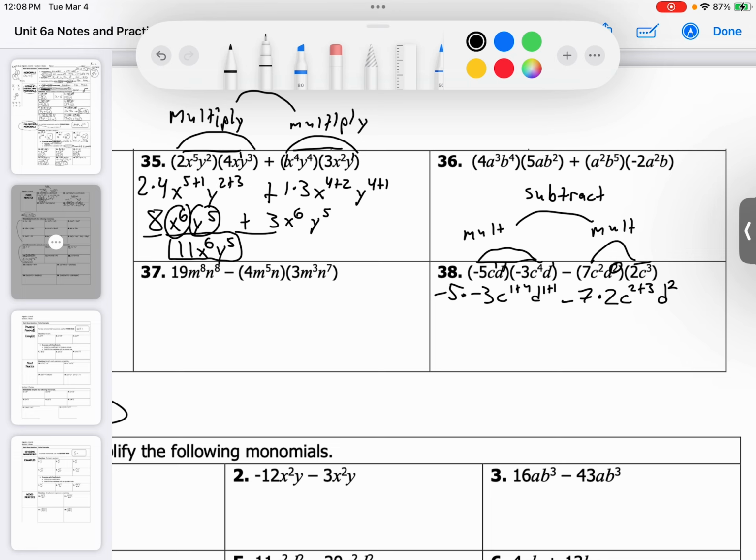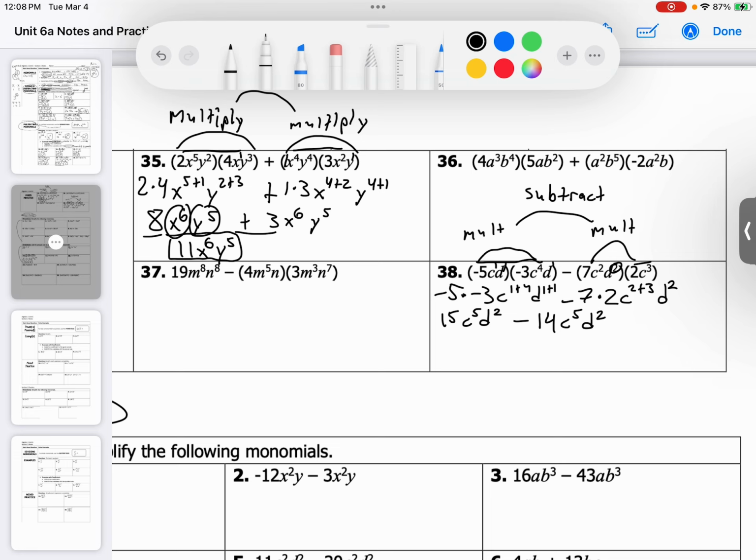So let's multiply these together. Negative 5 times negative 3 would be a positive 15. C to the power of 1 plus 4 would be c to the power of 5. D to the power of 1 plus 1 is d squared. Minus 7 times 2 is 14. C to the power of 2 plus 3 would be c to the power of 5. And we have d squared.